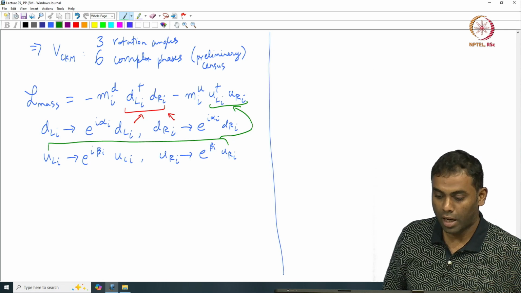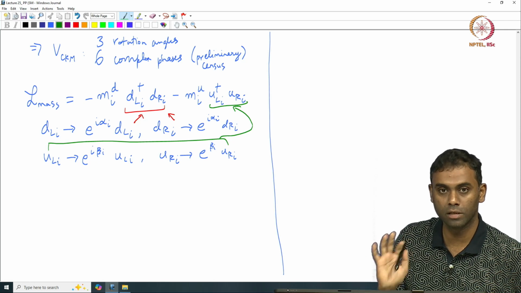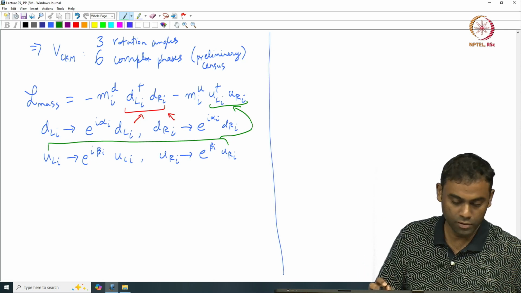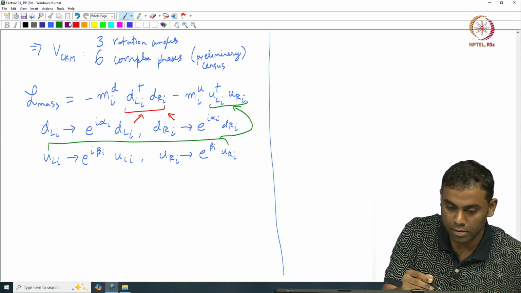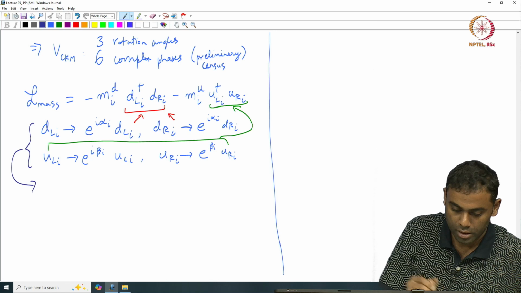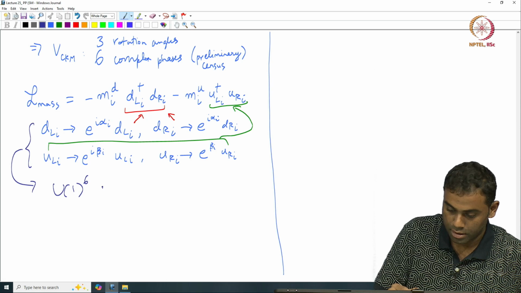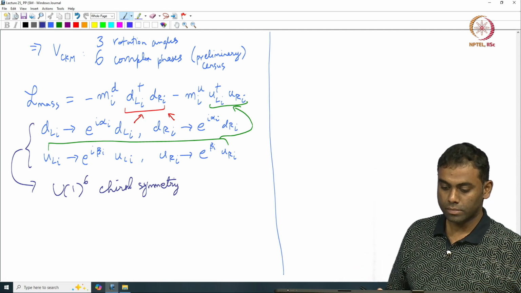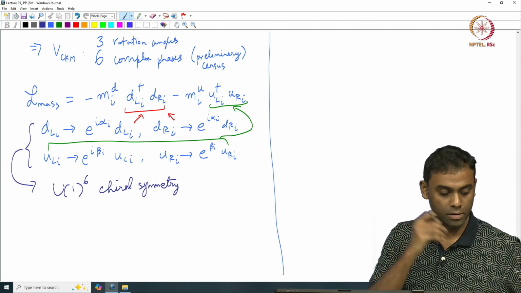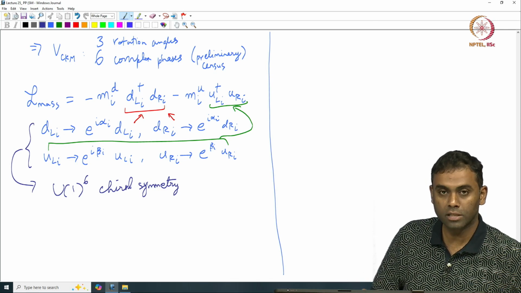That tells me that I have a freedom in rephasing all the fields. The mass terms allow me this freedom. In other words, there is a built in U(1)^6 chiral symmetry. Why chiral? Again, the left and the right handed ones can act independently in this case. And why 6? Because there are 6 flavors.